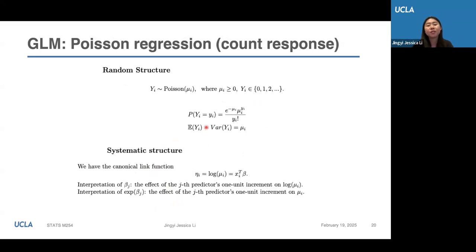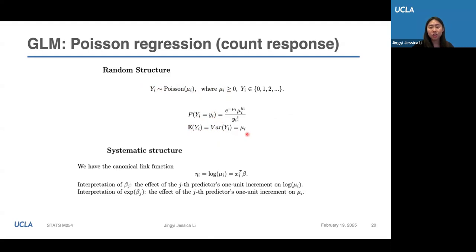Okay, now let's talk about Poisson regression, another example of GLM. So here the yi's are counts, non-negative integers. So this is very like our single cell data. The yi's take values 0, 1, 2, and so on. So the simplest count distribution is Poisson. Poisson has only one parameter, mu i. Mu i, again, is the mean of yi, expectation of yi. And mu i must be non-negative. So this is the probability mass function of yi for Poisson distribution. And yi's mean, expectation, and variance are both mu i.